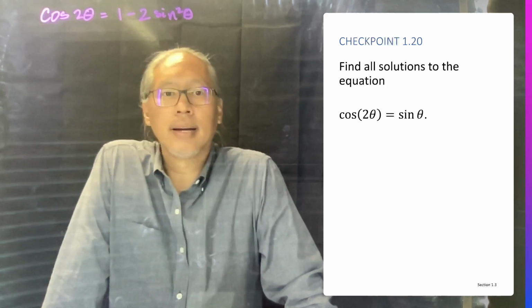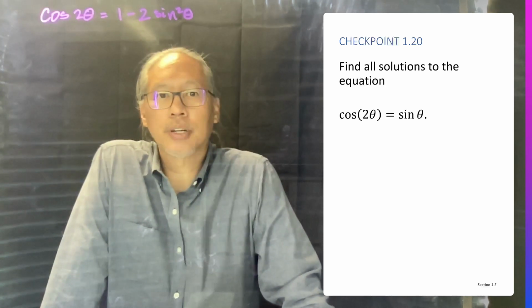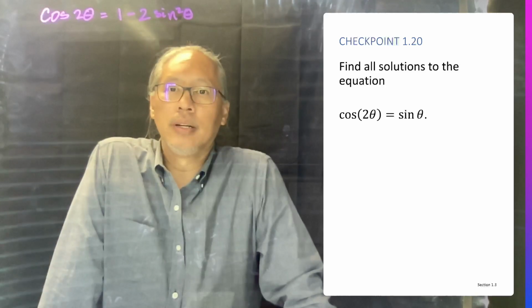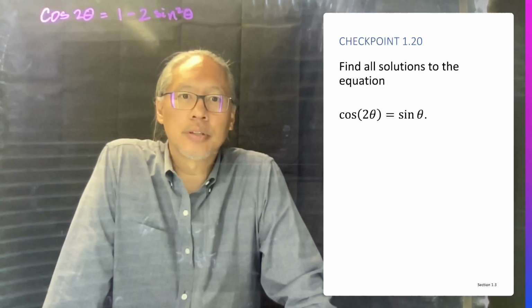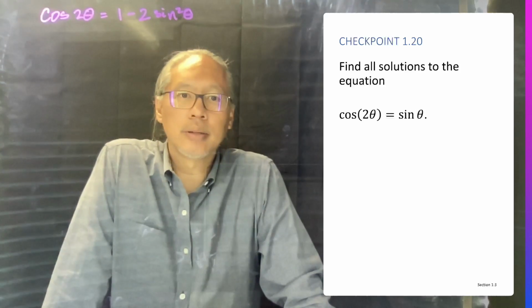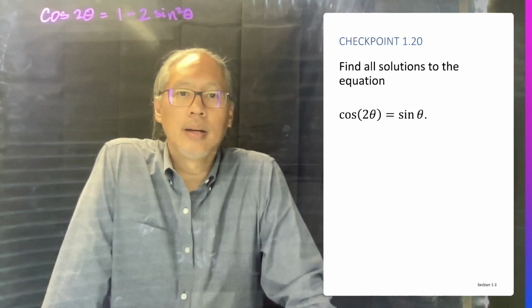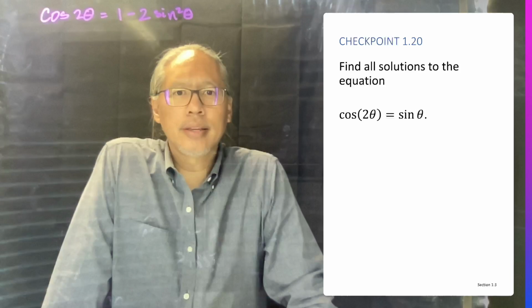Hello, we're looking at checkpoint 1.20 from section 1.3. Here we're asked to find all solutions to the equation cosine 2 theta is equal to sine theta. All right, we have a sine theta there.